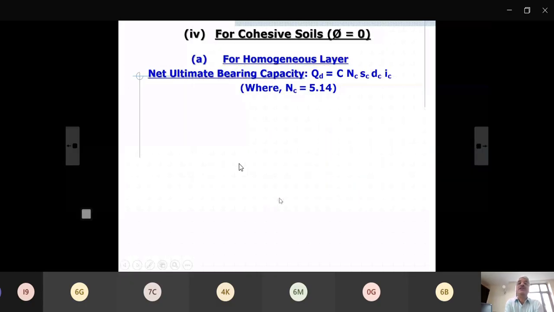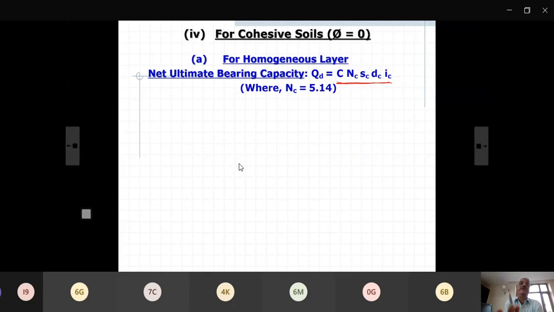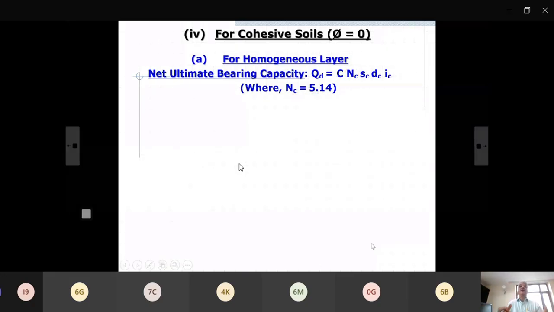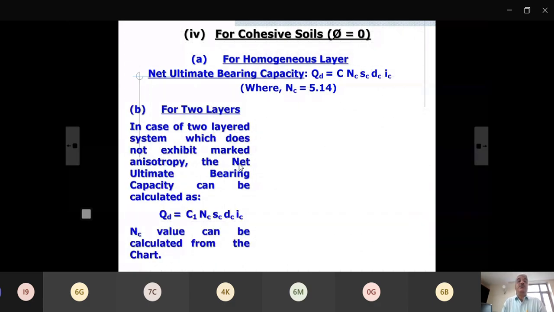So for a homogeneous layer, here you have only taken the first part of your bearing capacity equation. The other two parts, the Q and gamma parts, you have eliminated, leaving C, NC, SC, DC, IC, and the NC value, as I told you, for phi equal to 0 is always 5.14. Other things you determine from those charts and tables, and you calculate the net ultimate bearing capacity. This is when it is a homogeneous layer.